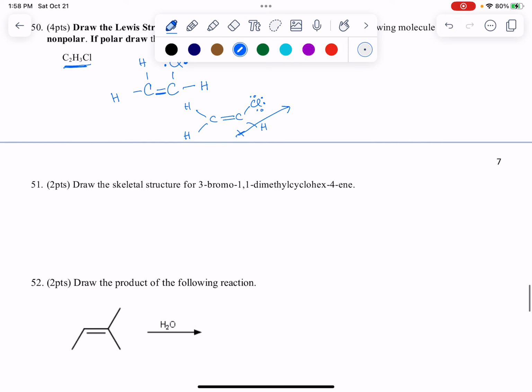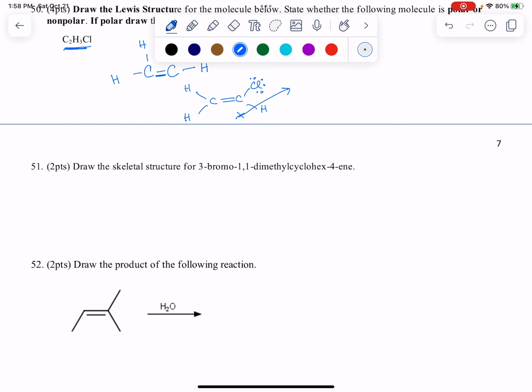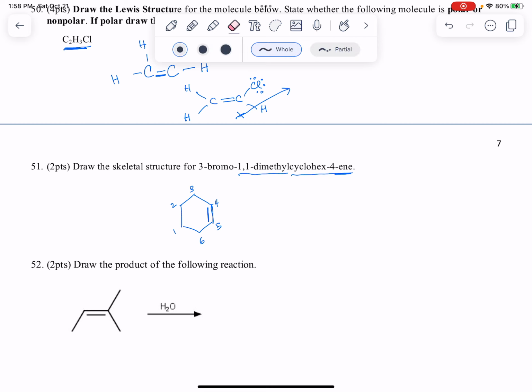All right. Draw the skeletal structure for 3-bromo-1,1-dimethyl-cyclohexene. I'm going to start at the end. A cyclohexene is 6 carbons, and there is a double bond, and that will be in the 4 position. So 3, 2, 1. So I'll number like that. In the 1-1 position, is a dimethyl. So my 1 position is right here.